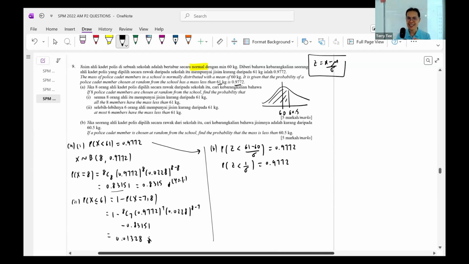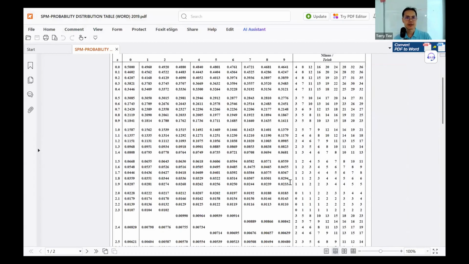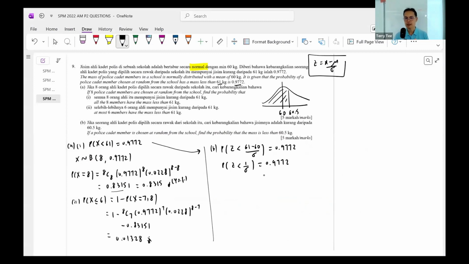If you use a table, where's 0.9772? Okay, you got to slowly find. You're working backwards. Everyone, you're working backwards. 0.9772. Wait, sorry. I forgot to do 1 minus yet. I need to do 1 minus, because of this diagram, right, guys? This diagram, if I sketch, it looks like this. This is on the right-hand side, 1 over sigma.